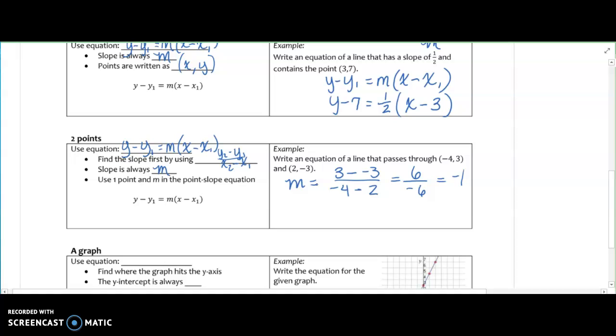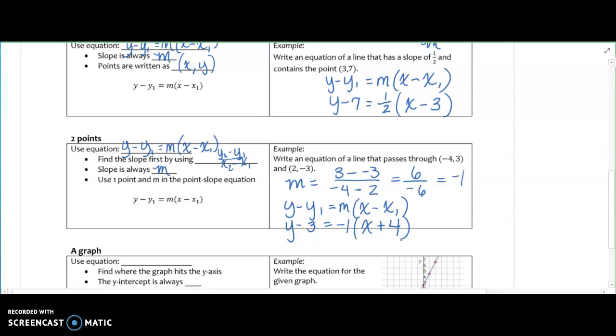So now I have a slope and I have a point. So I'm going to use y minus y1 equals m times x minus x1. Okay, I'm going to substitute a point and a slope in there. So y minus, doesn't matter, we'll use the first point. Y minus 3 is my y value of that point. My slope is -1. I'll just put a -1 there. X minus my x value is -4. Minus a negative makes that a +4. And we're done.